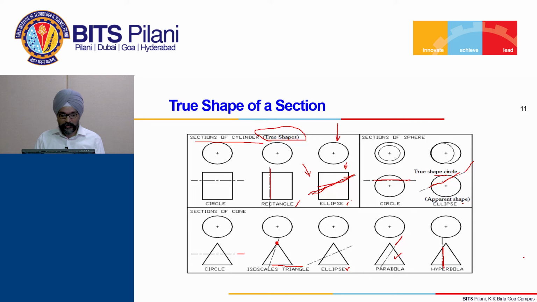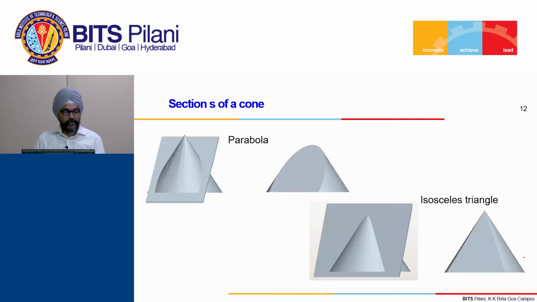So these are some of the typical section planes. Here is another view of the parabola and the isosceles triangle. You can also get an equilateral triangle in some situations, if this and this side are equal. Sometimes it is possible, and other times it may not be possible, to get the isosceles triangle from the section of the cone.